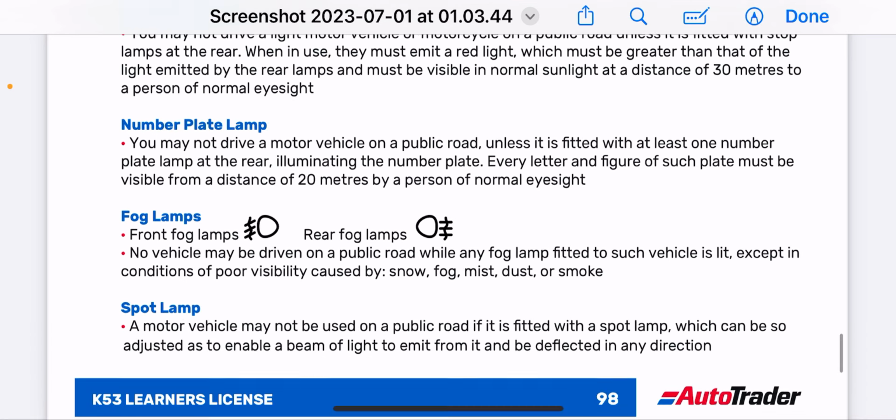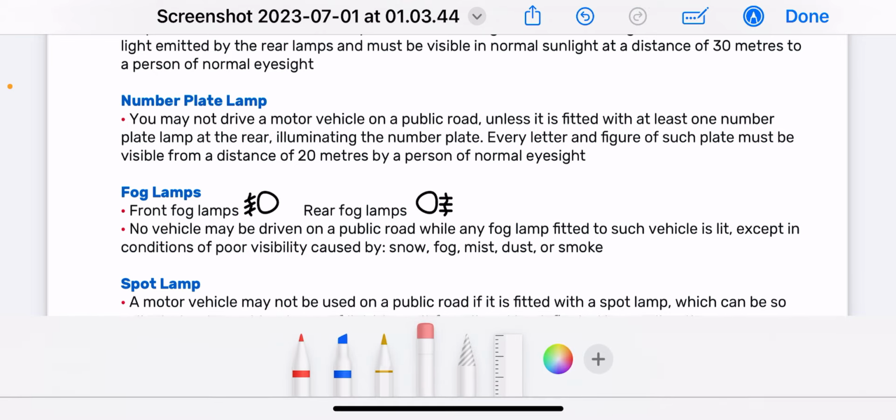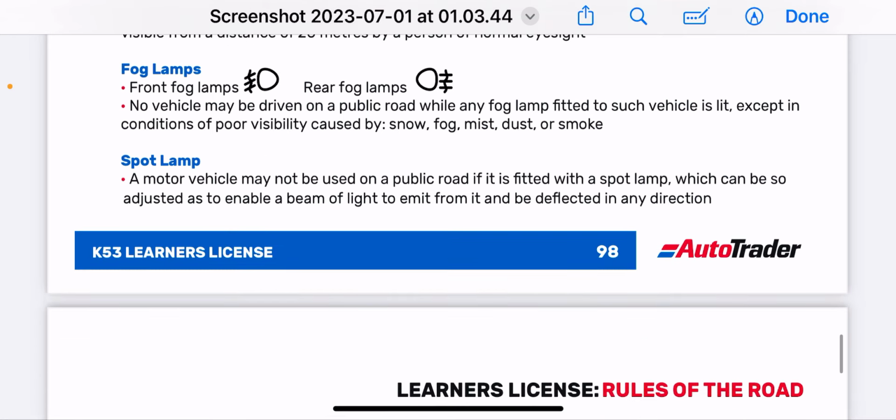And then you have the number plate lamp. You may not drive a motor vehicle on a public road unless it is fitted with at least one number plate lamp at the rear, illuminating the number plate. Every letter and figure of such plate must be visible at a distance of 20 meters by a person of normal eyesight. These you have to remember for your test.